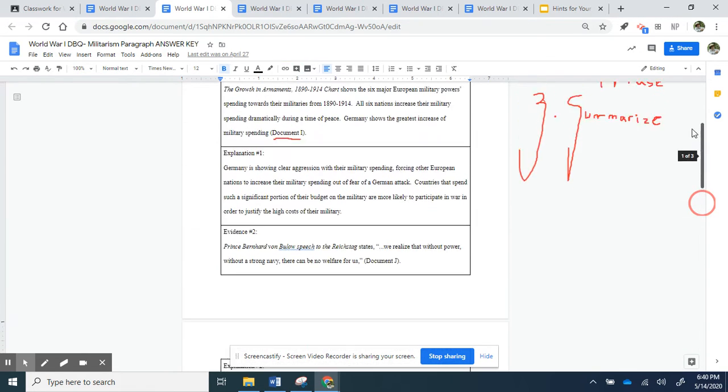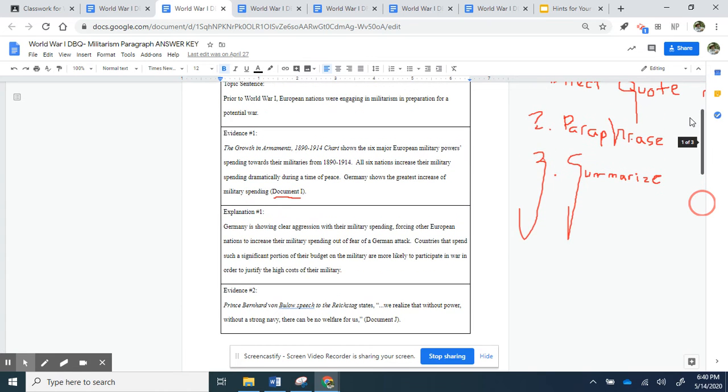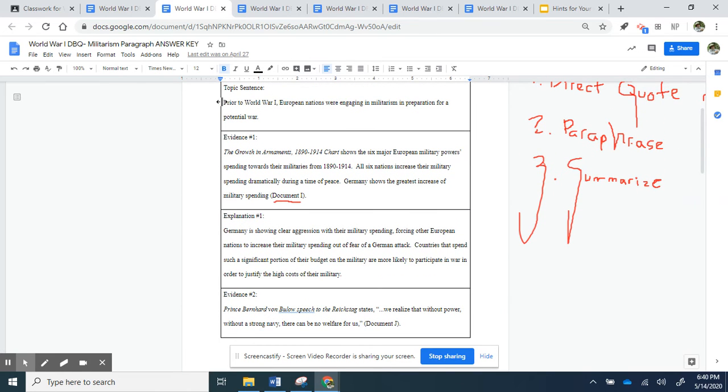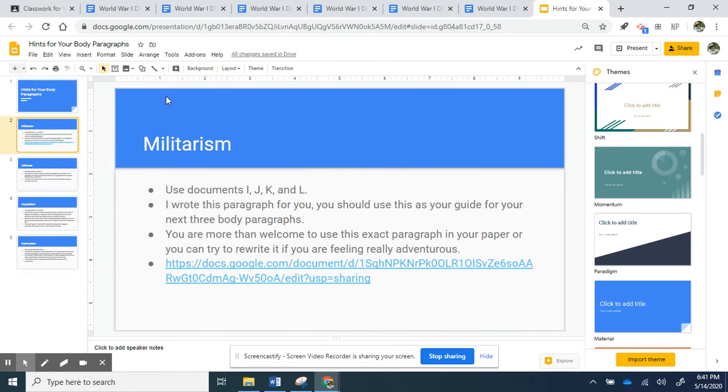Oh, I forgot one part, the topic sentence. The topic sentence is a one-sentence introduction. This is where hints for your body paragraphs might help. I haven't gone through this yet, but for example, in militarism 1, I tell you what documents to use.